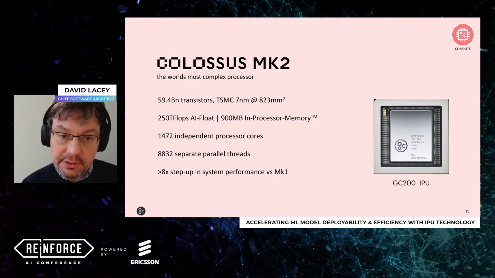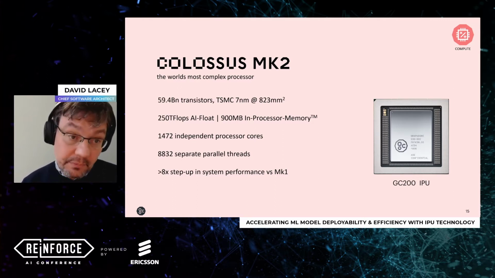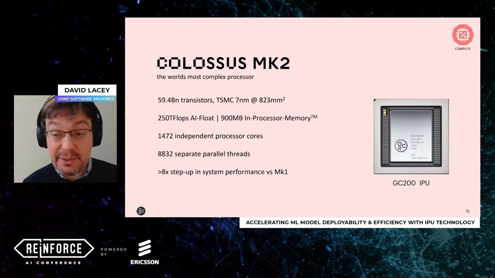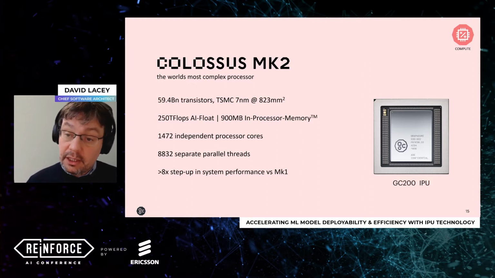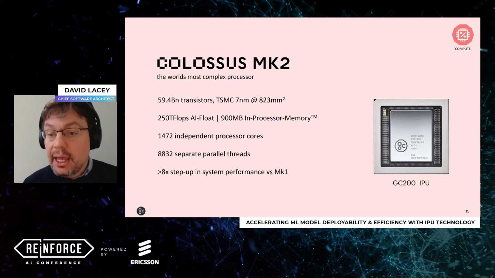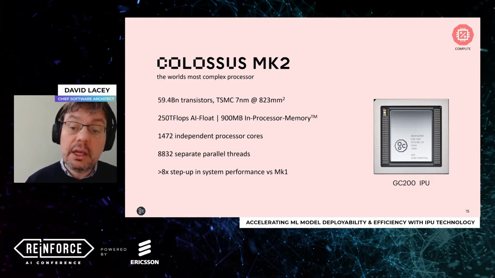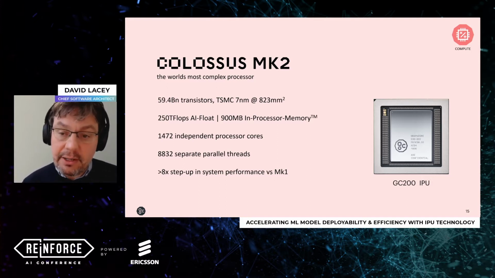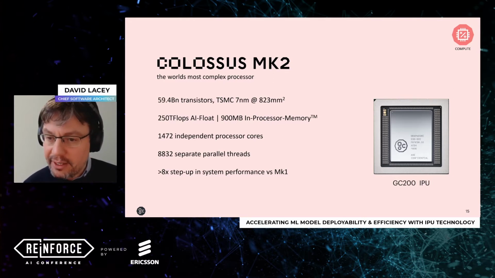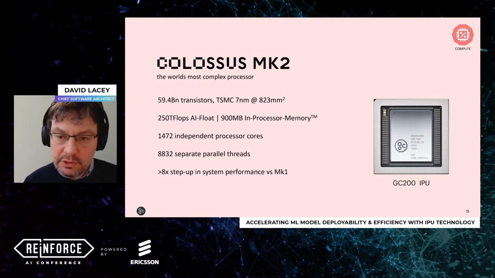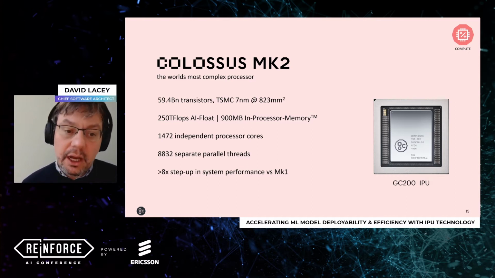At the bottom of this is the Colossus Mark II processor. This is our 2nd generation processor. It's big. It's 59.4 billion transistors, which makes it pretty much the biggest chip made today. What we've used that space for is to put a large amount of compute units, which I've already talked about, and also a lot of on-chip memory. So on a chip, we have 900 megabytes of in-processor memory. So this is actually on the chip itself. And then the compute is arranged in a very highly parallel fashion. So we have about 1,500 cores, which are split into threads. So it gives about 9,000 hardware threads of parallel compute, which does all the work for computing a deep learning model, for example.